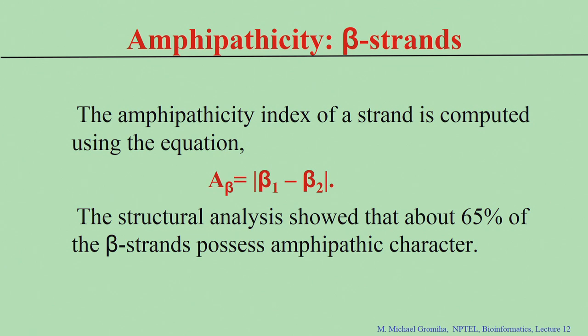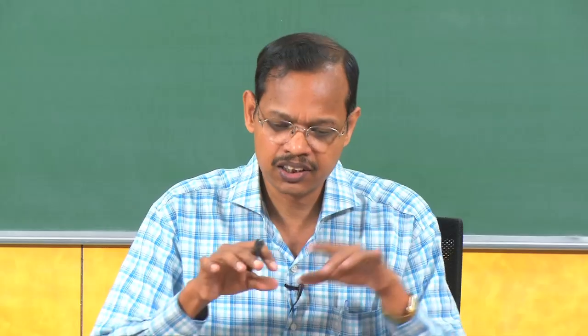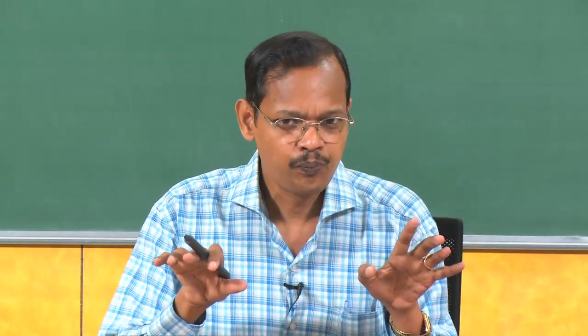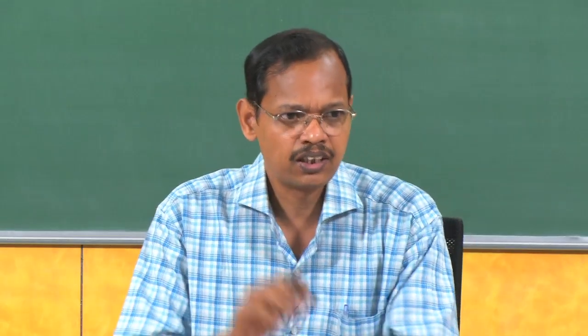In the structure analysis it was also shown that about 65% of the beta sheets possess ambipathic nature, right. If you take all the beta sheets in the known structures and construct the plots, you can see about 65% of them are ambipathic in nature.